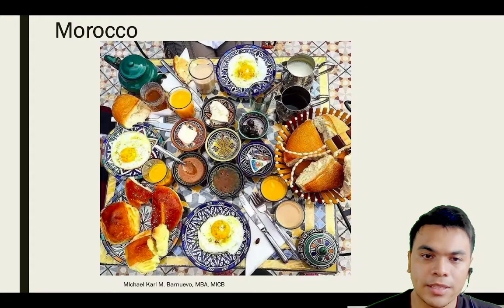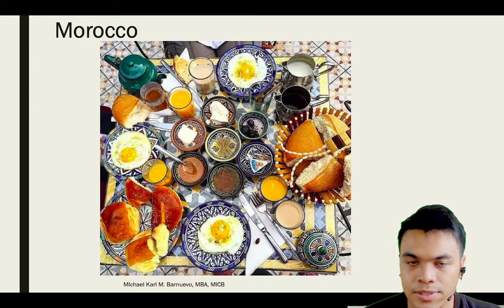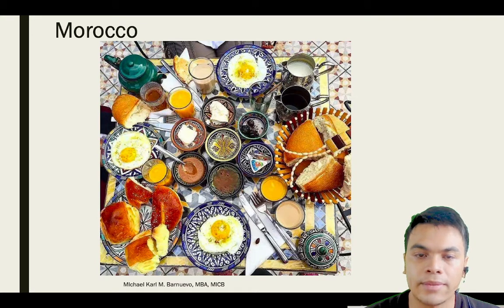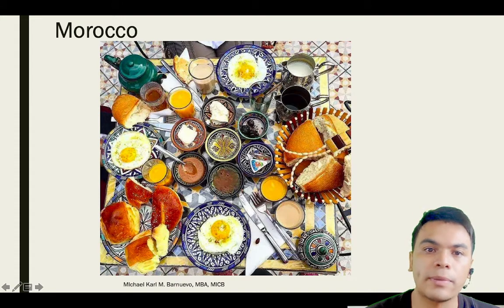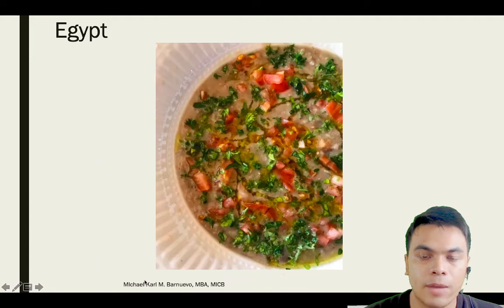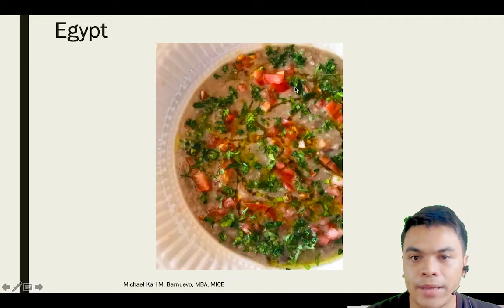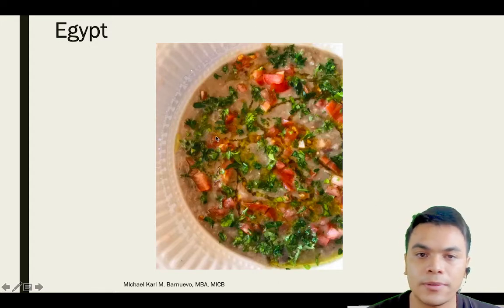In Africa, here are some of the breakfasts preferred by the people there. In Morocco, it's also a full breakfast, same with the English breakfast, but here you see more variation. There is juice, coffee, bread, egg, a lot. How about Egypt? Egypt is like chili with spices, and herbs. Herbs and spices, full of them.